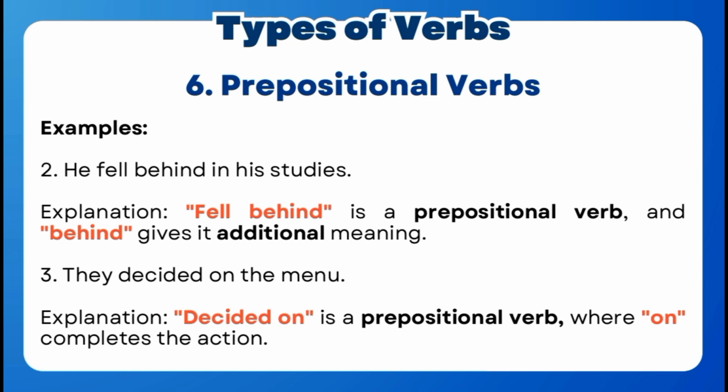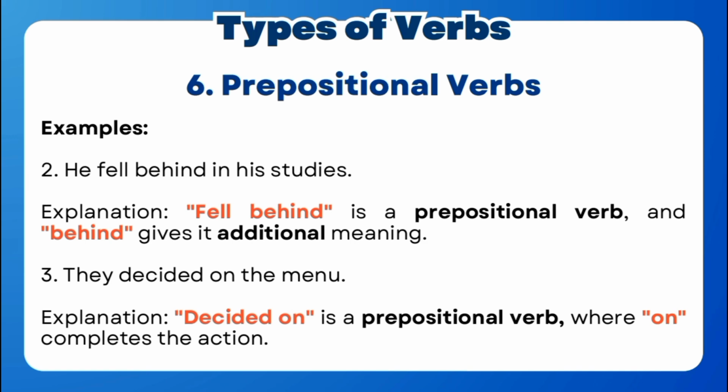Now, let's have some other examples. Here, in the sentence, he fell behind in his studies. Fell behind is a prepositional verb, and behind gives it additional meaning. Now, this is the same with the sentence, they decided on the menu, whereas decided on is a prepositional verb, and on completes the action.